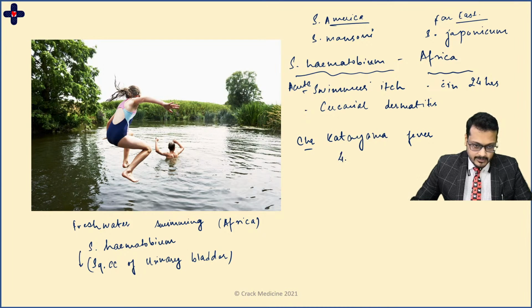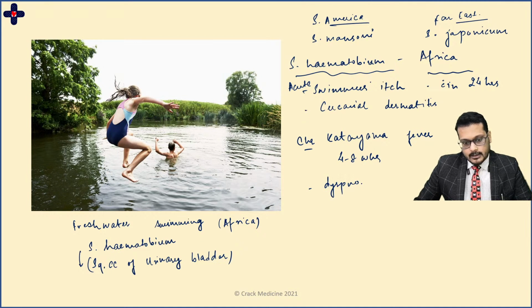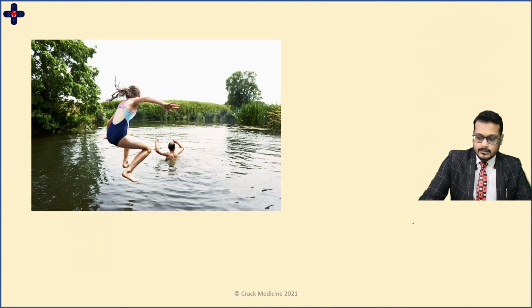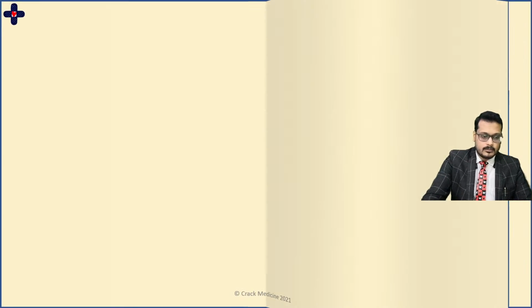Okay, it develops somewhere around 4 to 8 weeks into the disease, and you have dyspnea, cough, and an allergic reaction. Okay, so that's how this thing develops. How will you treat it? Treatment is with praziquantel. All right, moving on to the next one.